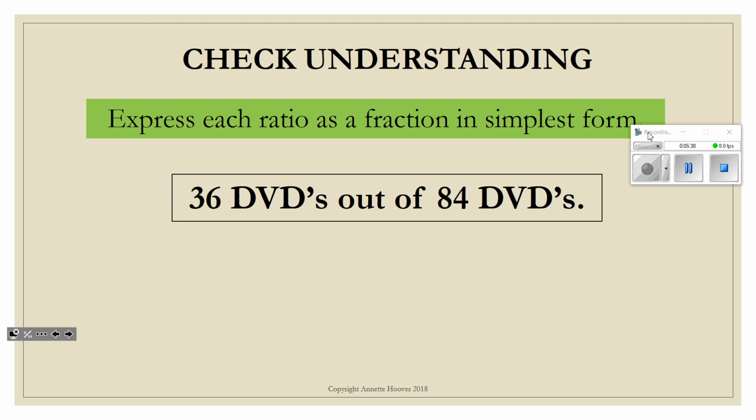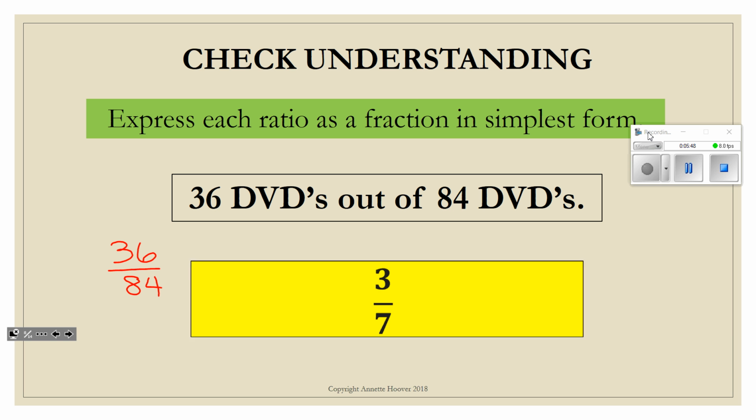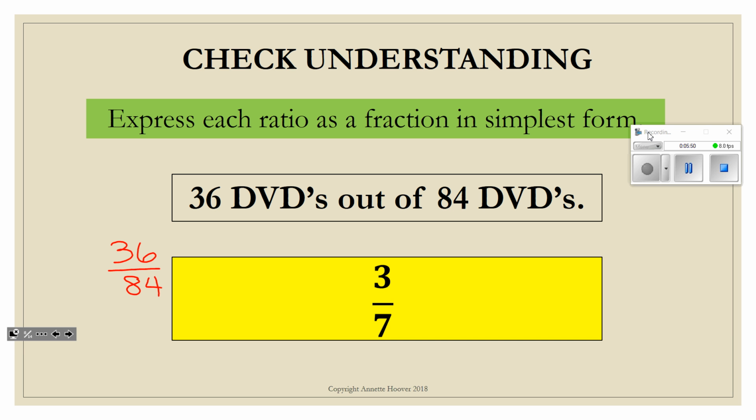36 DVDs out of 84 DVDs. Set up as a ratio, 36 to 84. Then we can simplify it. Both of these numbers are divisible by 12, so that would be 3 to 7.